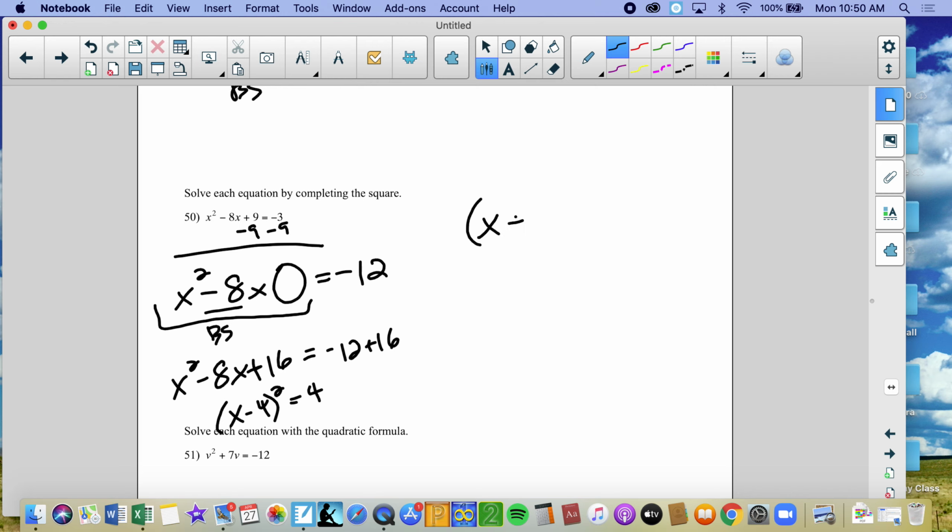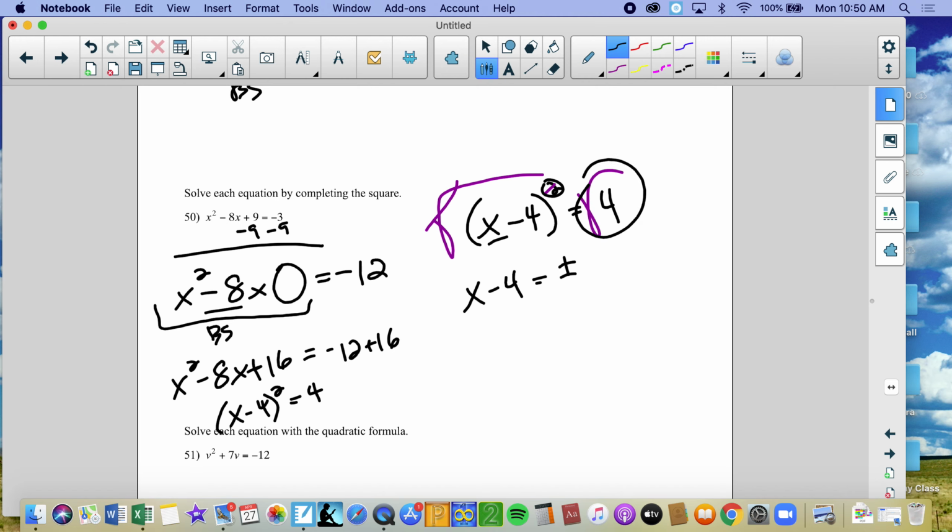Now, I take that equation and I can solve for it. I want to isolate the variable x. It's being squared, so I need to take the square root. The square root and the square cancel each other. I'm left with x minus 4. Whenever I take the square root of a variable being squared, I have to do plus or minus. The square root of 4 is 2.